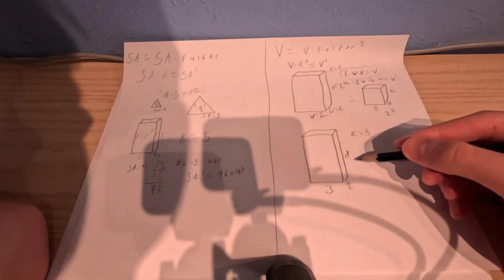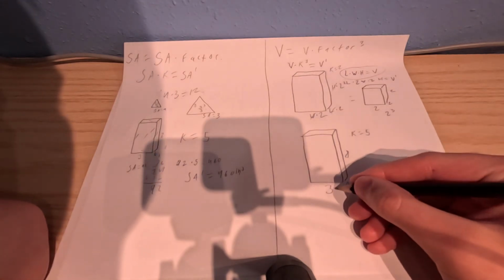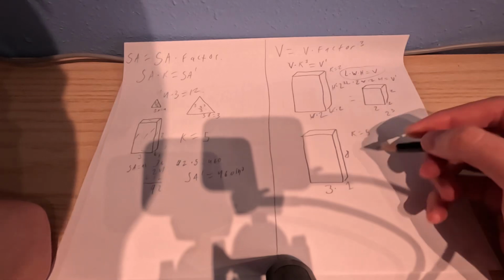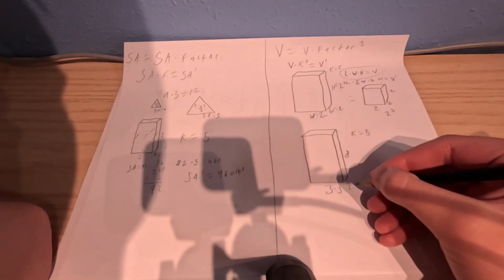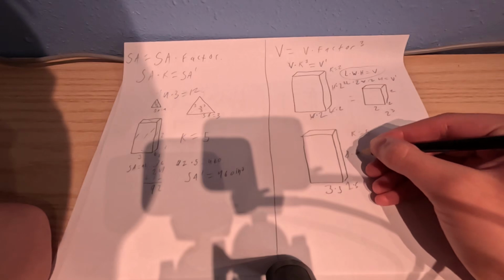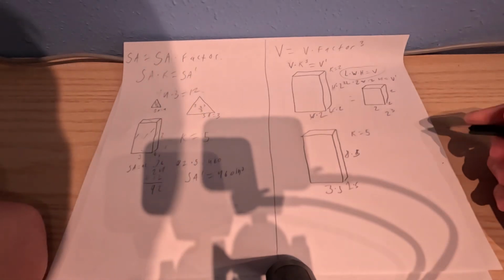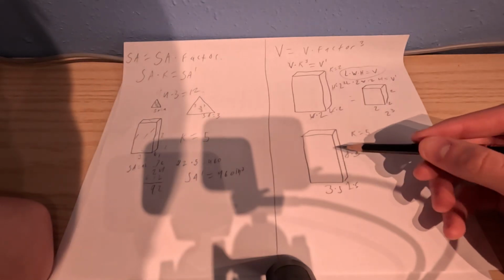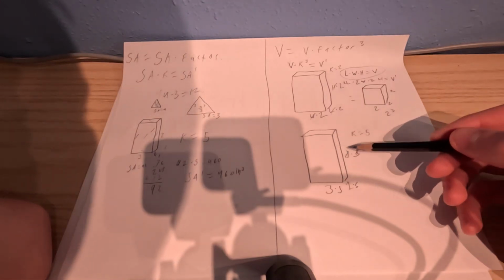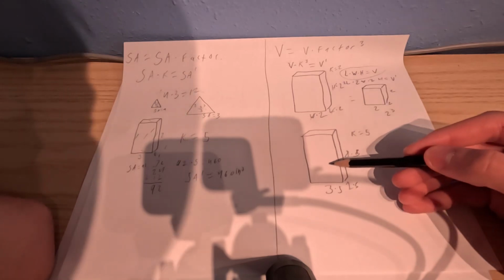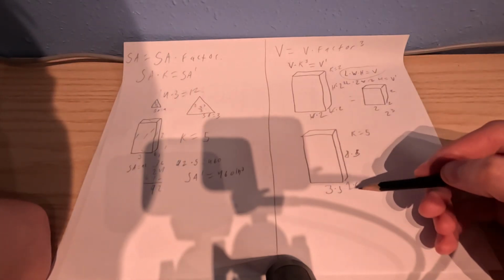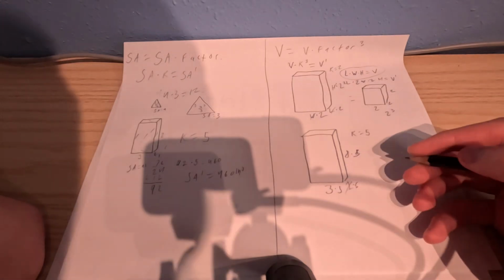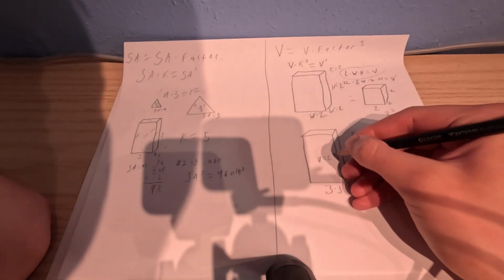So now we can apply it to this problem down here. Let's look at the scale factor first. I almost got ahead of myself. K equals 5. 3 times 5, 1 times 5, and 8 times 5. So we want to find the volume multiplied by 5 cubed. So let's find the volume. 3 times 1 times 8. We can just get rid of that 1. 3 times 8, 24. So volume equals 24.